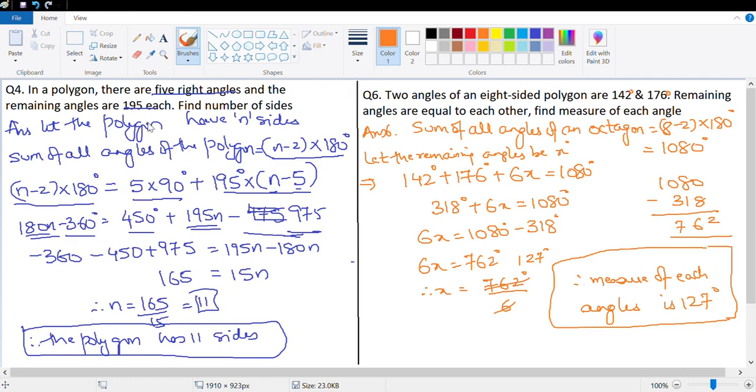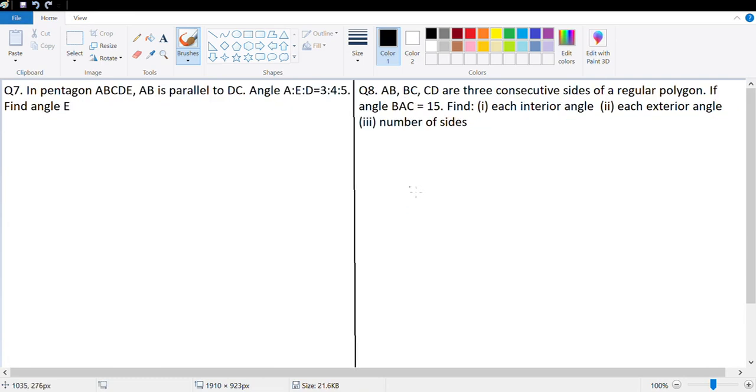The next question that we do would be question number 7. Quite an interesting question. Let's look at it. Question 7 says, in a pentagon ABCDE, AB is parallel to CD. So let's just draw a rough diagram. This is AB, this is CD. Perfect. So let's just complete this rough diagram. So this side is parallel to this side, and let's join this. So this is A, B, C, D, and E.